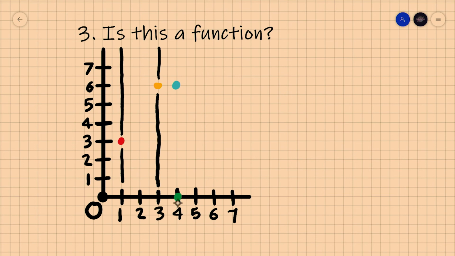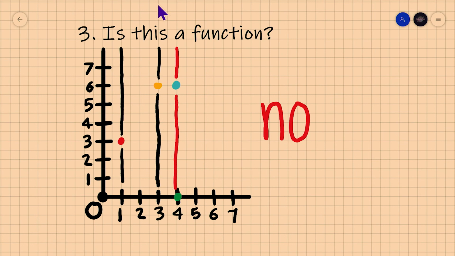This green point down here is (4, 0), because it's just on the x-axis. However, it does not have its own line because it intersects with the blue dot, which is (4, 6). So because of that, this is not a function, because there is more than one point on this line, meaning it is not a function.